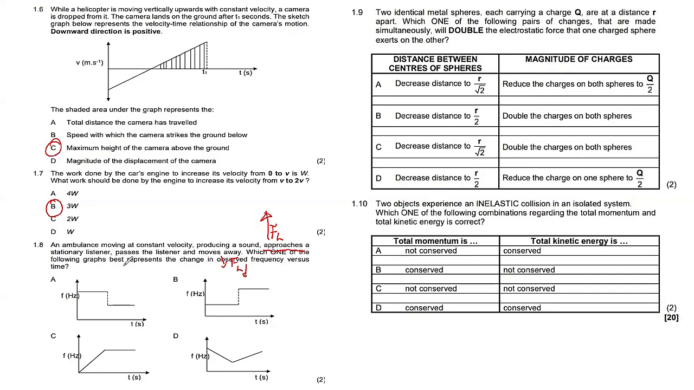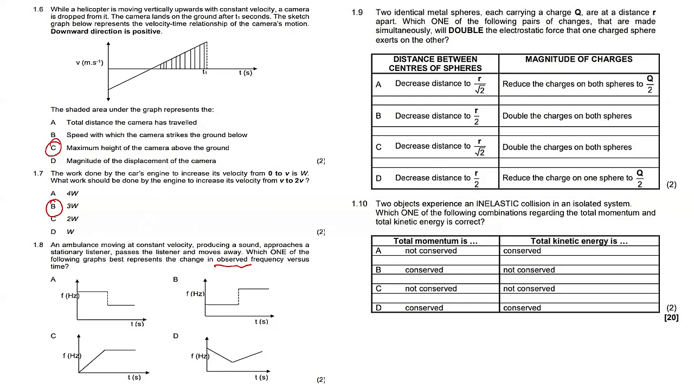Which one of the following graphs best represents the change in observed frequency? Note that, in the observed frequency. So frequency of the listener. So this graph should only represent the frequencies of the listener versus time. So number one, when the ambulance is approaching, we are expecting the listener to detect a higher frequency. And then after the ambulance has passed that stationary listener, we're expecting the listener to detect a lower frequency.